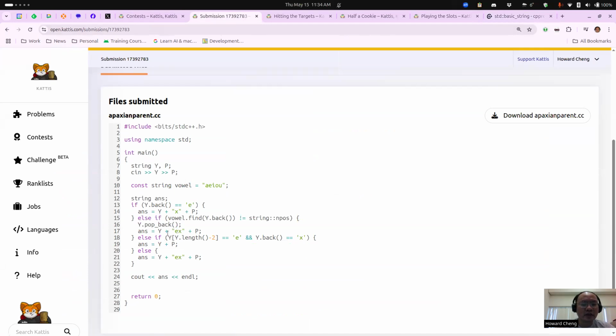And then I check if the last two characters are EX, right? So the last character will be an X, and then the second last one is Y dot length minus 2. So again, if length is not at least 2, this could go out of bounds, right? If length is 1, this would be Y bracket -1. So that's not good. And then finally, if all else fails, then it's a normal case, so you just add EX. And then we print it out.